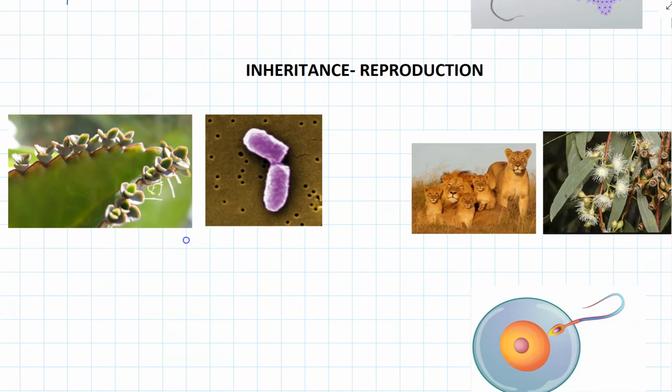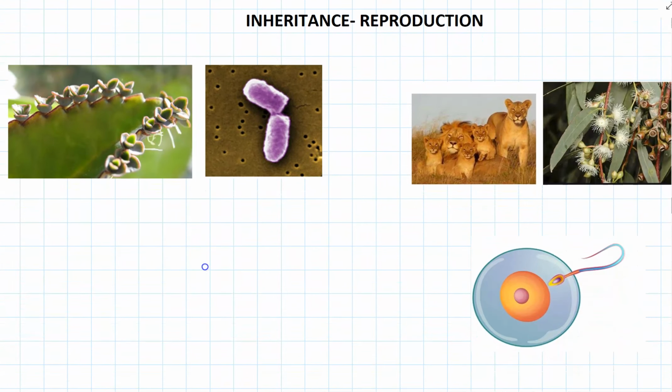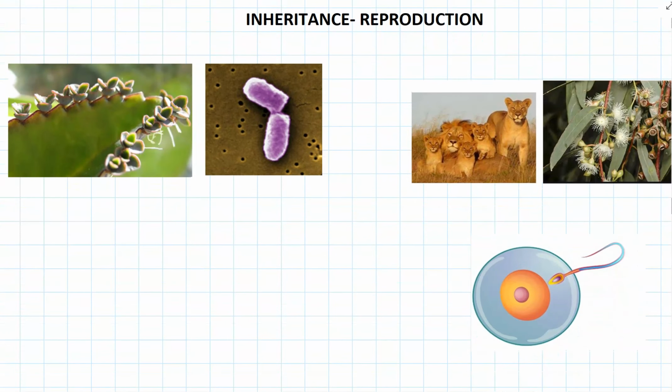Okay, now we're moving on to the topic of inheritance. So the first section is reproduction as a whole. How do organisms reproduce? So there were 2 main ways organisms have evolved to reproduce. The first one is asexual, and the other one is sexual reproduction.